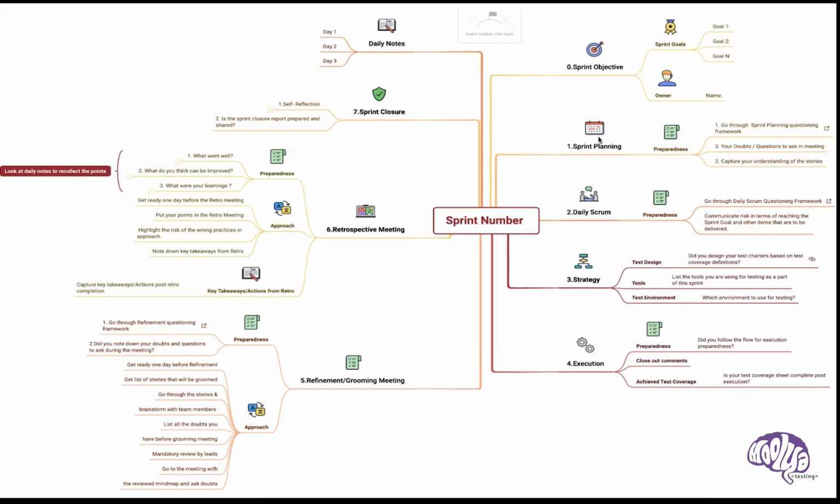Then we come to sprint planning. Sprint planning has how to prepare for sprint planning. That's what this particular node means, preparedness. We go through a questioning framework. This questioning framework is basically those 5 questions. What is the story about? Why the story now? How is the story going to have a business impact? How are we going to implement this technically? So these are the questions that we have in the questioning framework.